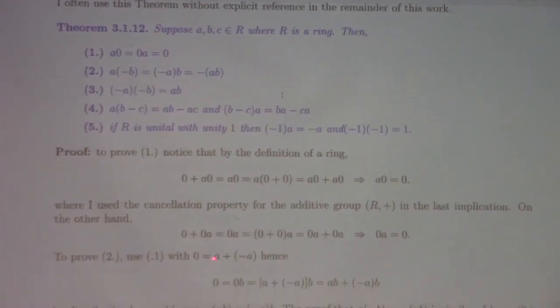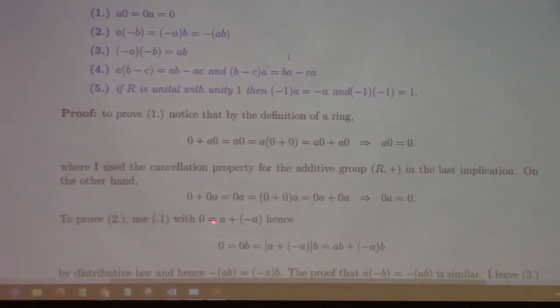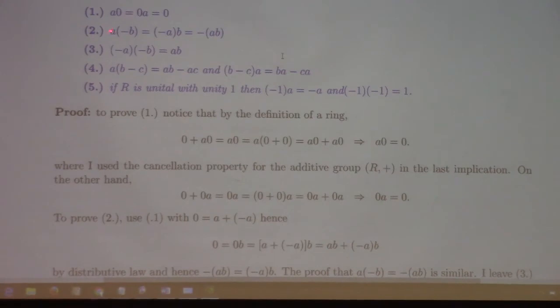Down here is the proof that I prove 2, which is a times minus b is equal to minus a times b is equal to minus ab. These are derived consequences. These make very easy test questions if you've studied them. But I don't know. I mean, personally, I can spend a lot of time trying to prove one of these if I go the wrong way. So my advice would be that you try to work these out for yourself.